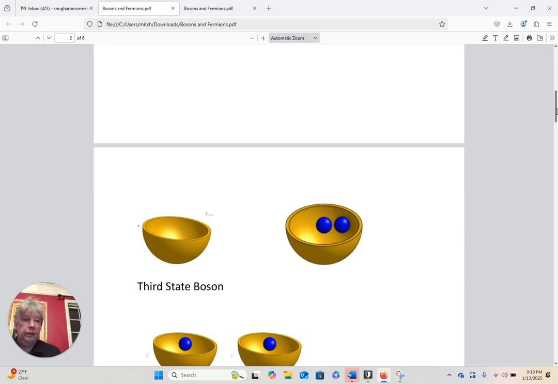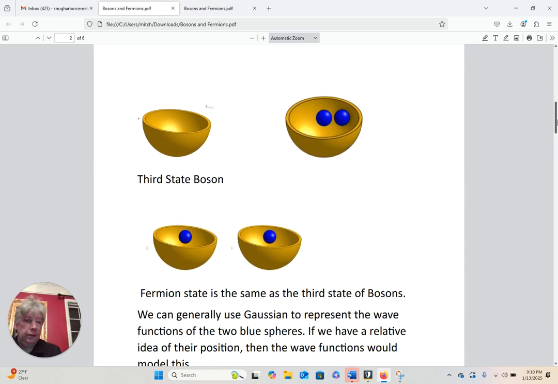or both balls could exist in the second container, for the bosons, or finally, the balls can exist in both containers. And in those cases, we'd have three possible states for the bosons. But fermions are different. Fermions cannot exist in the same energy state. So the only possibility we're going to get for the fermions is that third state for the boson, as we can see right here.